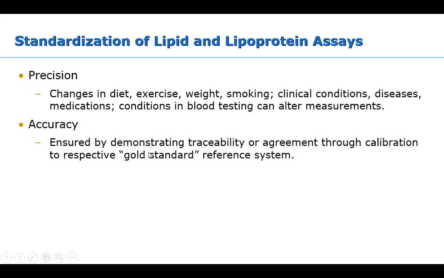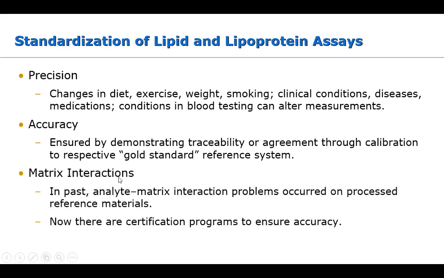Accuracy. So as I told you earlier, any lab which is doing lipid tests should be able to demonstrate that their results are similar to the gold standard method. So time and again you do this quality check to make sure that your technique is giving results which are close to the gold standard technique. Okay. Matrix interactions, because these are lipids, these lipids can have a lot of interactions with other components present in the sample. Okay, so there are now certification programs to ensure accuracy and to minimize matrix interactions as well.